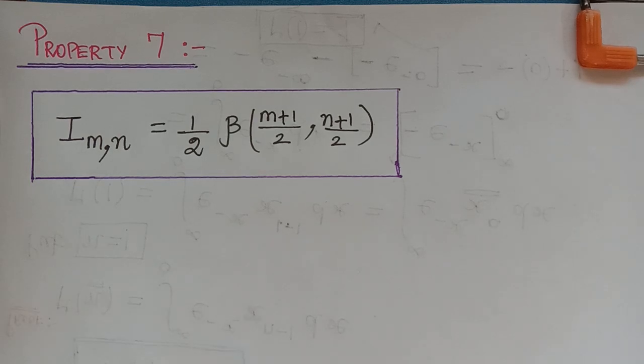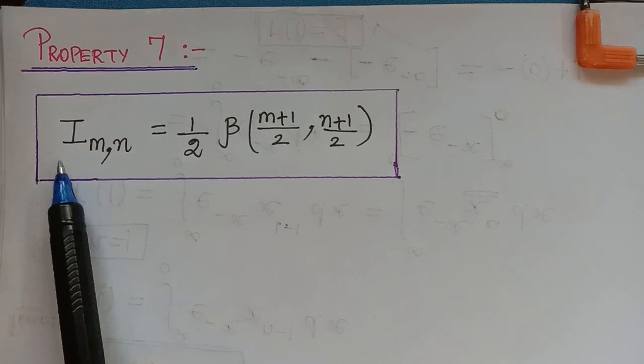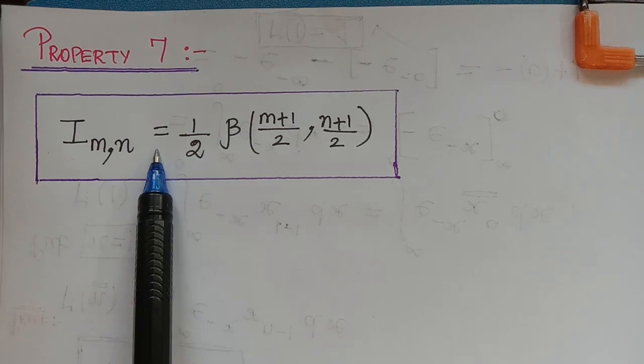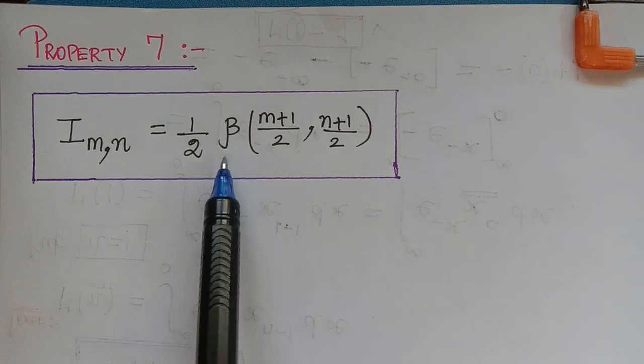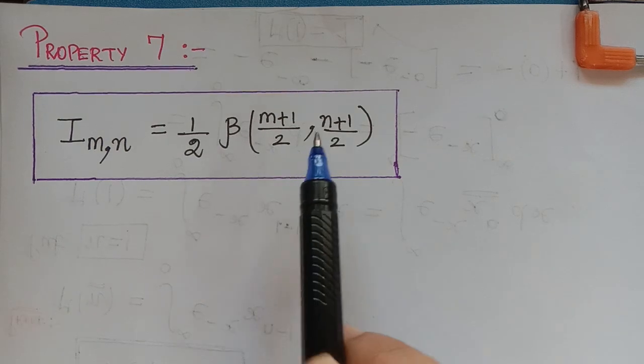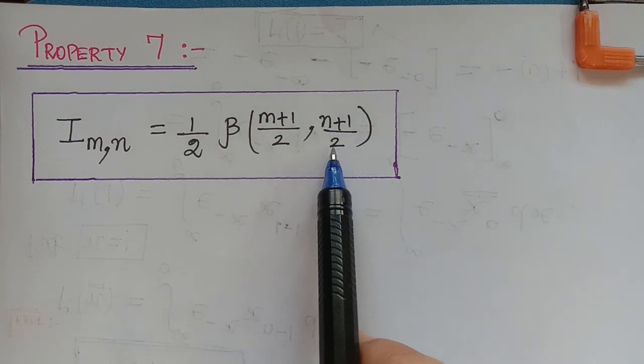Dear students, under the topic beta and gamma functions, here we have property 7. Property 7 says that capital I of m comma n is equal to 1 by 2 of beta of m plus 1 by 2 comma n plus 1 by 2.